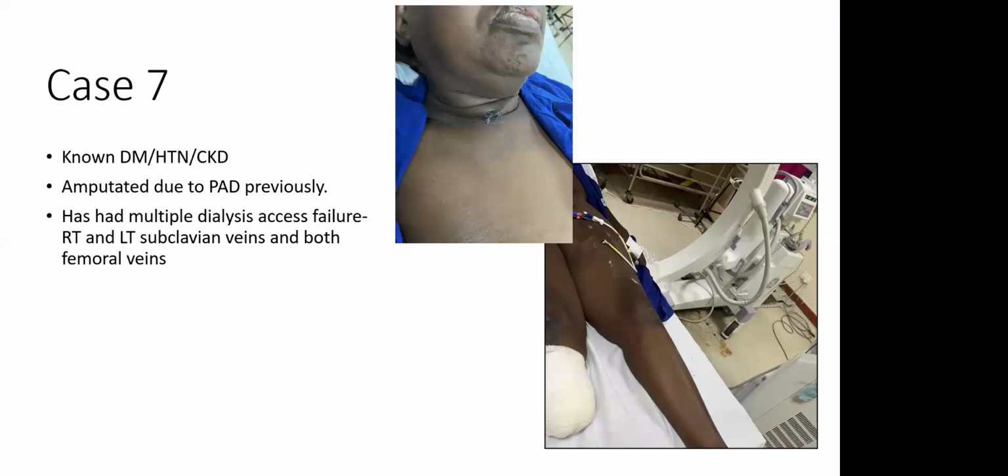The final case here, this was a lady who was a known diabetic, hypertensive with chronic kidney disease. She had already been amputated previously due to peripheral artery disease. As you can see in this image, she had already had the amputation. And now she had multiple dialysis access failure. She had right subclavian. If you look here, you can see there's a scar from a right subclavian dialysis catheter. She had another one from a left subclavian dialysis catheter insertion. And this wound right here in the middle was an attempt to put a dialysis catheter through the internal jugular, and that had also failed.